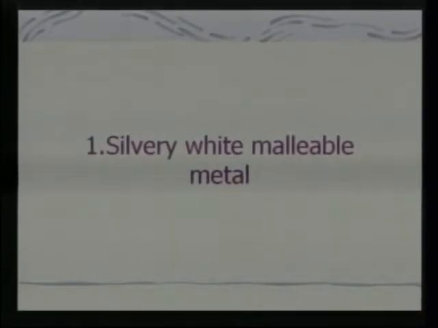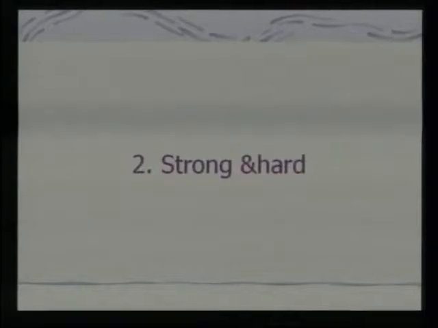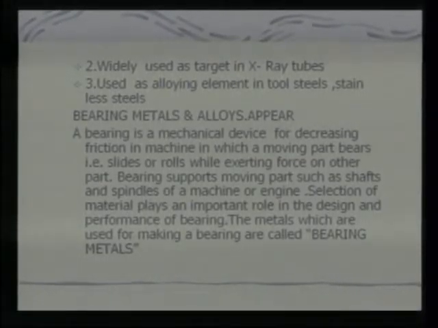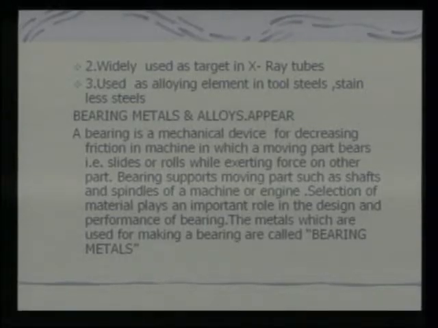Now we go for chromium and its properties. Silvery white malleable metal, that is why it is coated on steel articles such as stoves, gas stoves. Strong and hard, good corrosion resistance and heat resistant. Its uses are like this. Widely used as a target in X-ray tubes, and as an alloying element in tool steels and stainless steels.